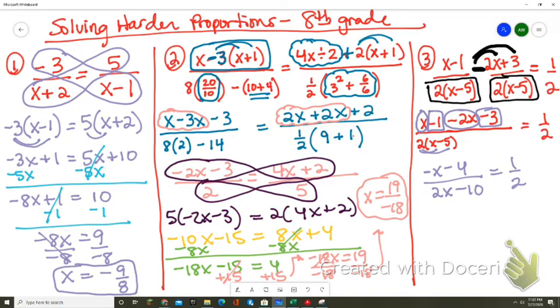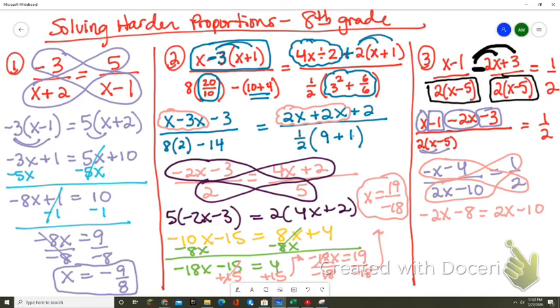So now I'm ready to cross multiply. Remember, when you cross multiply, you can go ahead and distribute as you go. So you can take 2 times negative x, which is negative 2x, and 2 times negative 4, which is negative 8. Set that equal to 1 times 2x, which is 2x, and 1 times negative 10, which is negative 10. So that's what I was talking about, leaving out that step of showing the setup of the distribution.